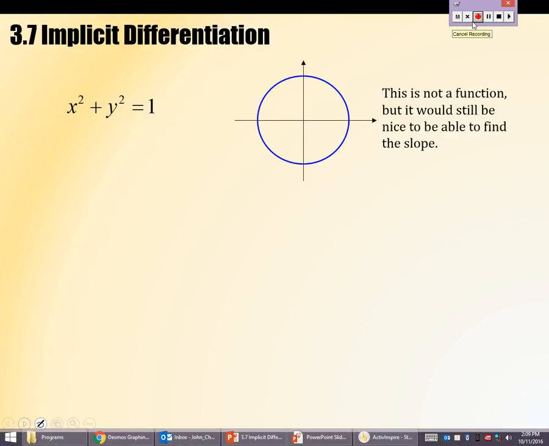For the day: can we deal with things that are not functions per se? You might call them implicitly defined curves.